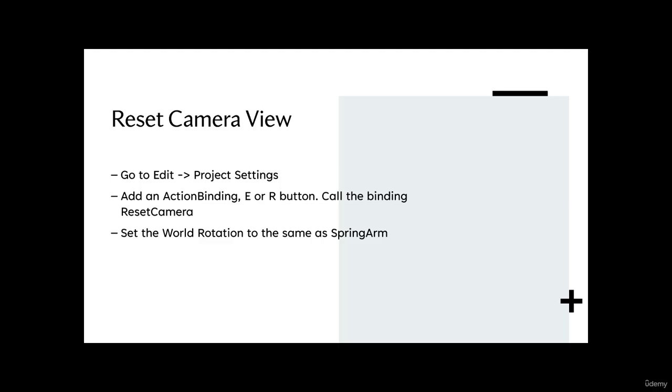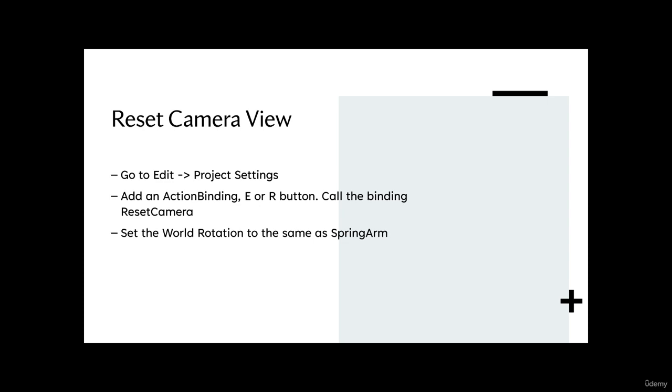So the challenge is about, first off, you need to add a button. So you need to go to project settings and add an action binding. This is not an axis binding, this is an action binding. And it's up to you whether you want to connect this action binding to the E button or the R button. You can choose between these two. And you can call the binding reset camera.